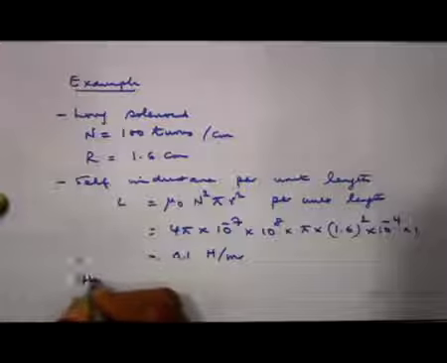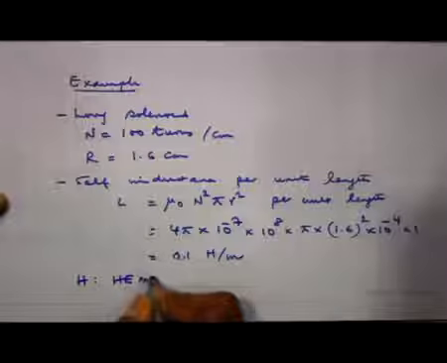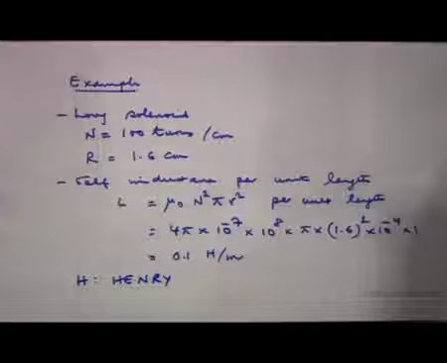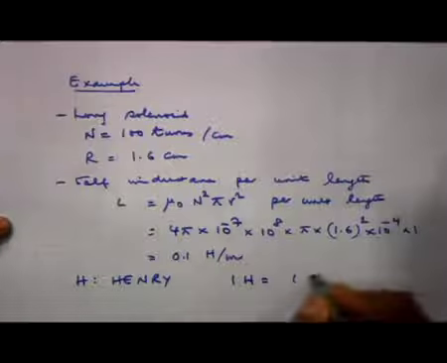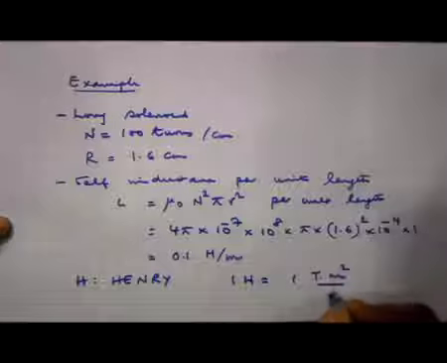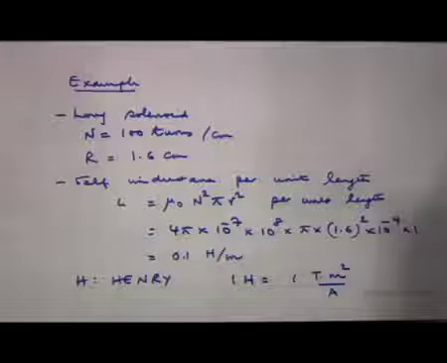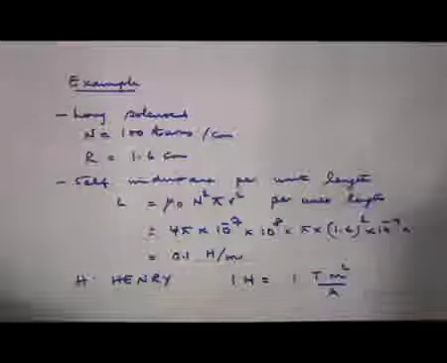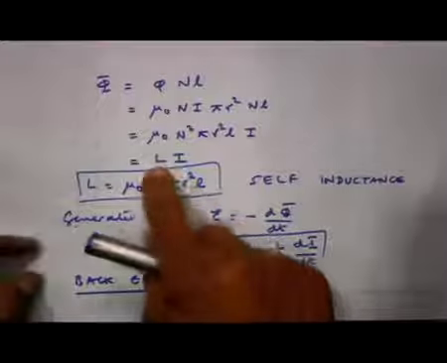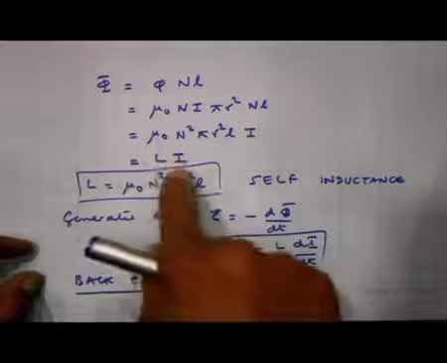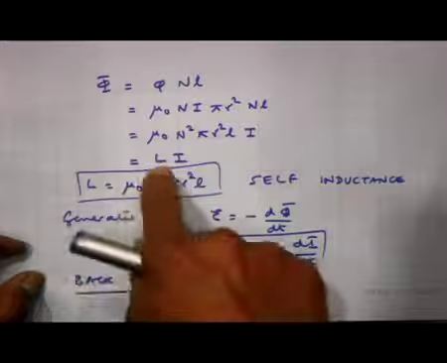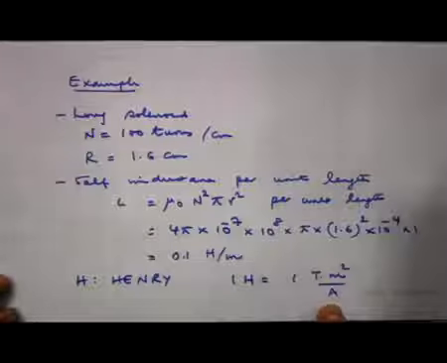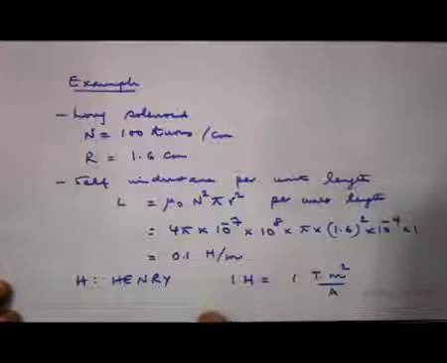Now, let me define this. This H refers to Henry. The unit of inductance is Henry, and 1 Henry is 1 Tesla meter squared per ampere. Remember, the inductance is defined through the equation where the flux is L times I. So the unit of inductance is flux divided by current. Flux is magnetic field into area, so inductance is magnetic field into area per current, which is Tesla meter squared per ampere. That is called Henry, and this is the unit.